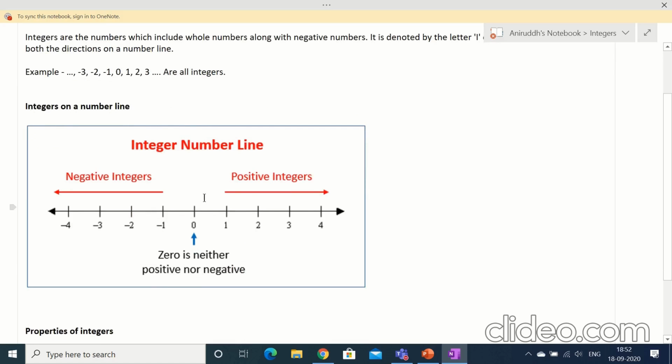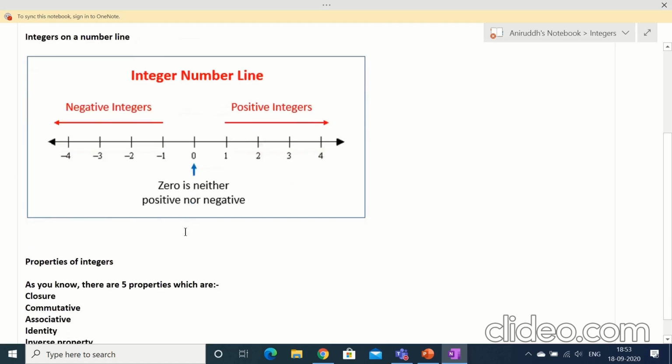So this is an integer number line. 0 is neither positive nor negative. 0 is in the middle of the number line. To the right side of 0 are positive integers and to the left are negative integers. Positive integers are always greater than negative integers. 0 is lesser than every positive integer and greater than every negative integer. Now, as you go on moving to the right of the number line, the numbers increase, and as you go to the left, the numbers decrease.